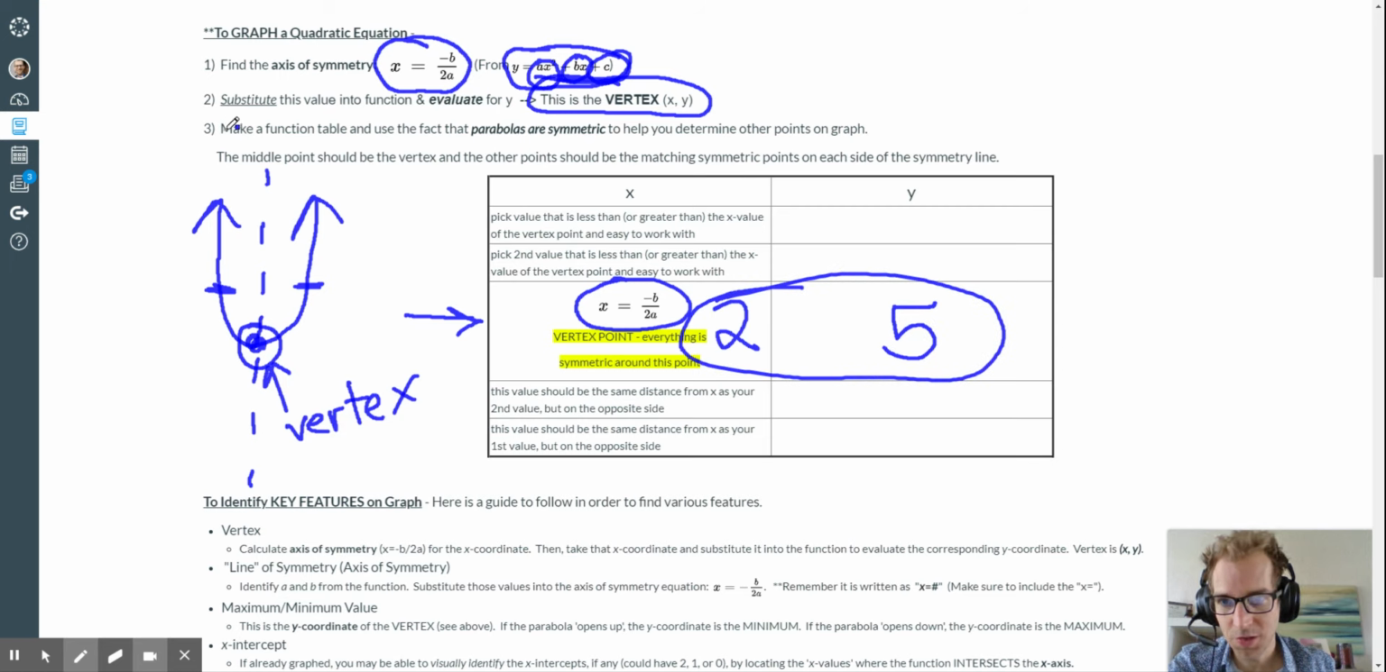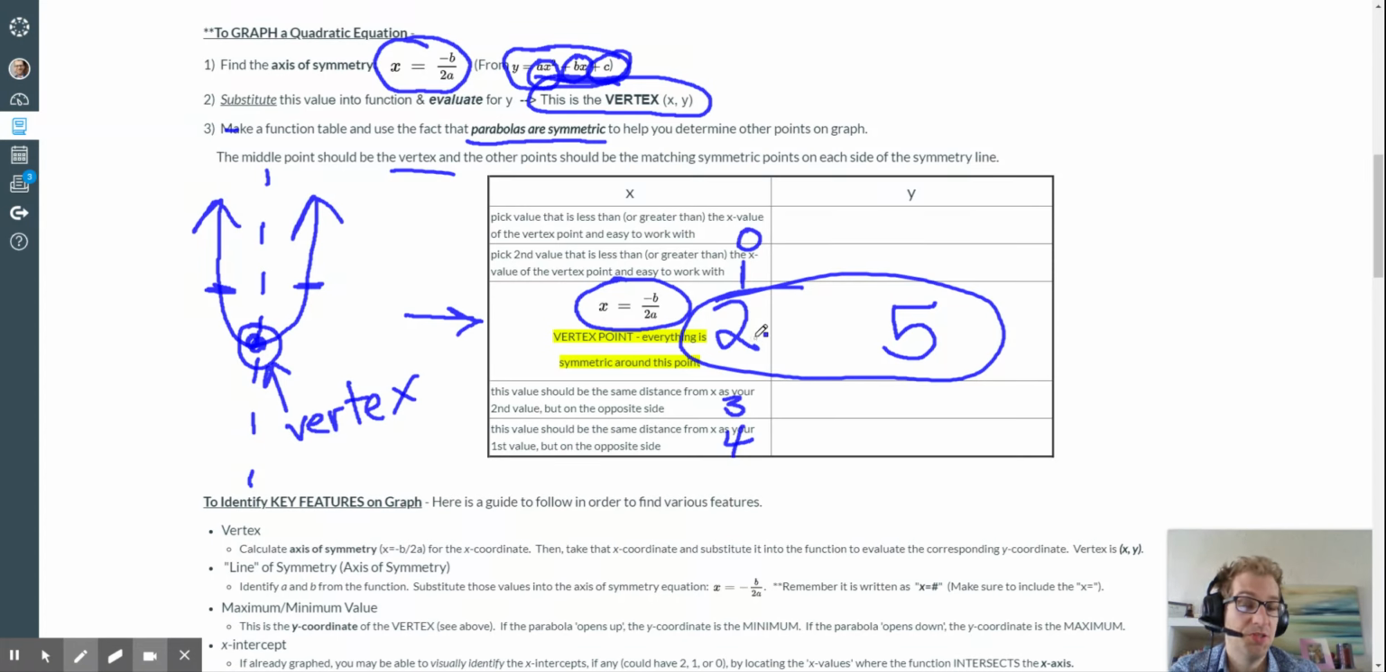So you would make a function table there and use the fact, of course, that parabolas are symmetric to determine the other points. So if this was a 2, I'd probably put a 1 and a 0 there on that side, and maybe a 3 and a 4 on that side. And then once again, we've got that middle point there as the vertex, and the other points there would be matching, symmetric on either side, kind of like we have here. You go 1 this way, it's a 3, 1 that way, it's a 1, so on and so forth.